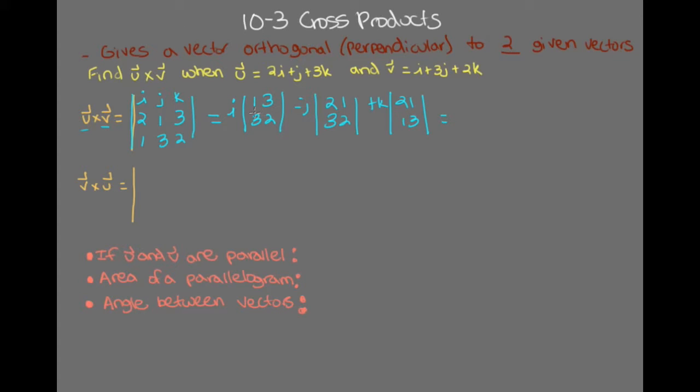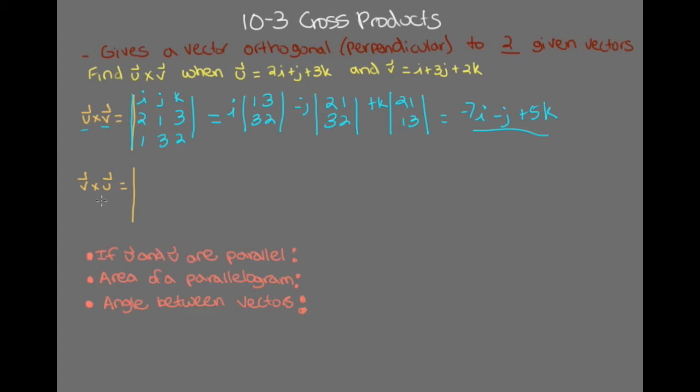Okay, so that's going to be 2 minus 9, which is going to be negative 7i. And it's going to be 4 minus 3, which is going to be 1, negative 1, minus j. 2 times 3, 6 minus 1, which is 5k. Okay, so that's going to be the cross product of u and v.